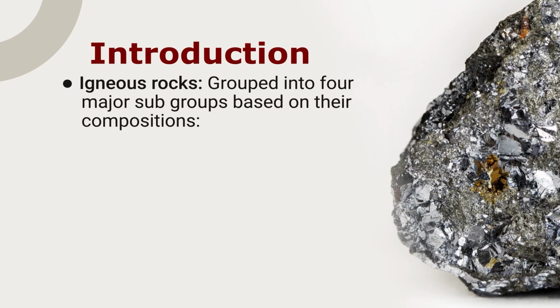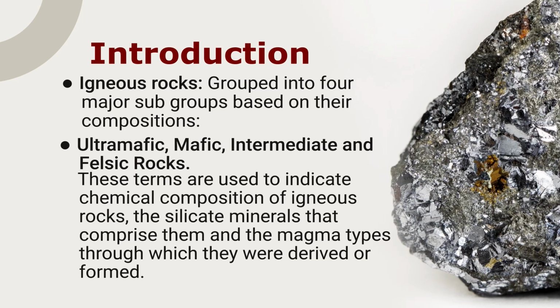Igneous rocks can be grouped into four major subgroups based on their compositions: ultramafic, mafic, intermediate and felsic rocks. These terms generally indicate the chemical composition of igneous rocks and the silicate minerals that comprise them, and the magma types from which they were derived or formed.